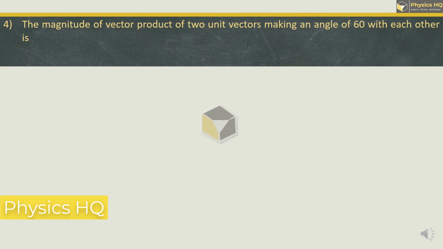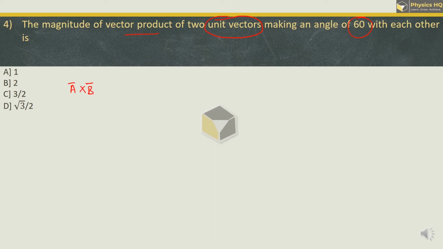The magnitude of vector product of two unit vectors making an angle of 60 degree with each other is: 1, 2, 3 by 2 or root 3 by 2. Let us first write down the formula for magnitude of vector product. Let us say we got two vectors A and B. The magnitude of vector product is given by magnitude of A, magnitude of B into sine of theta, where theta is the angle between A and B.